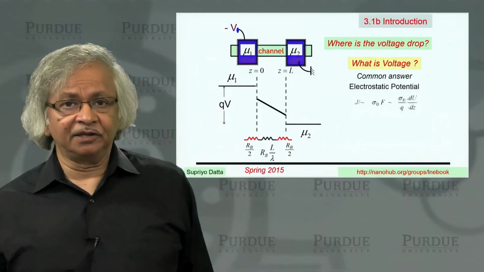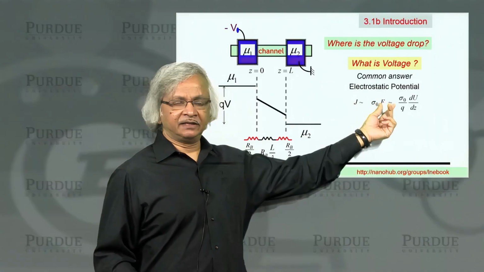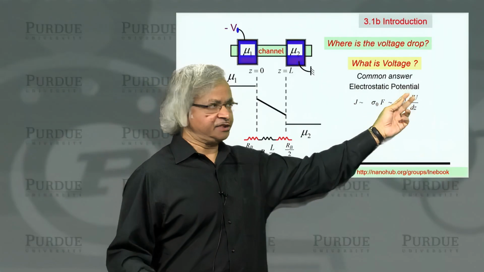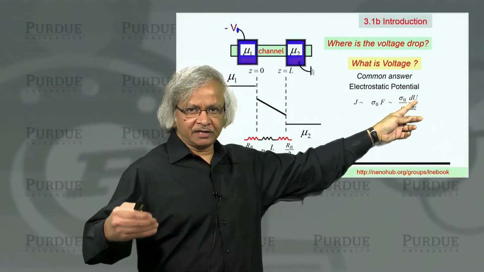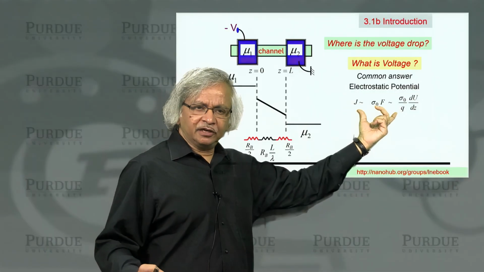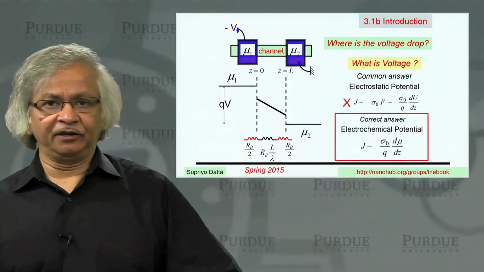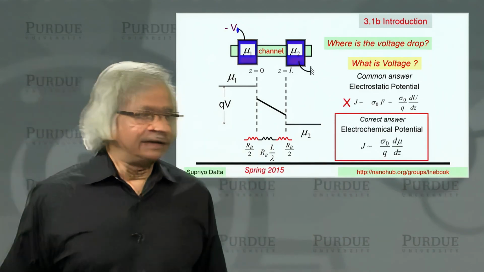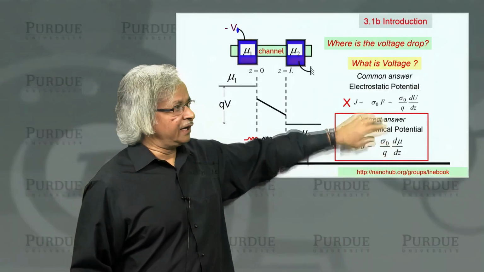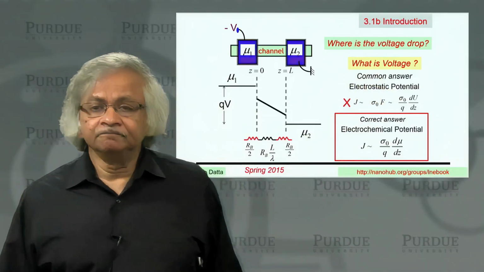That is, if you ask people how you describe current, they would say that current depends on the electric field, and the electric field is proportional to the slope of this electrostatic potential energy. I'm writing U for electrostatic potential energy. That's what you'll often hear from people. On the other hand, the correct answer, and I think all the experts will agree on that, is that the current is proportional to the slope of the electrochemical potential and not the electrostatic potential. Now let me elaborate on this a little more.